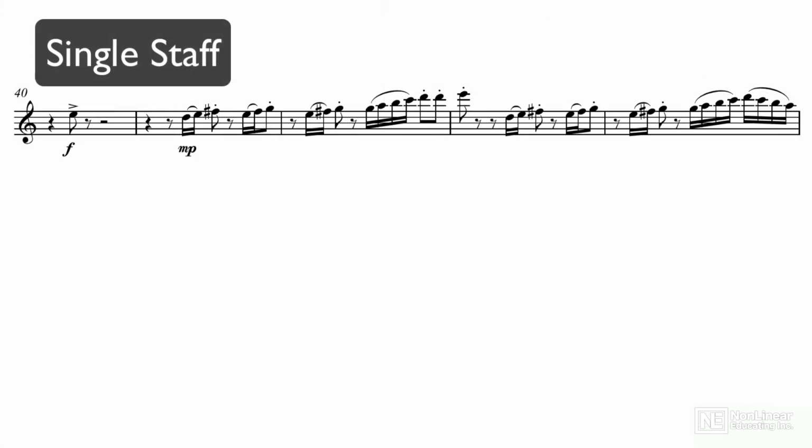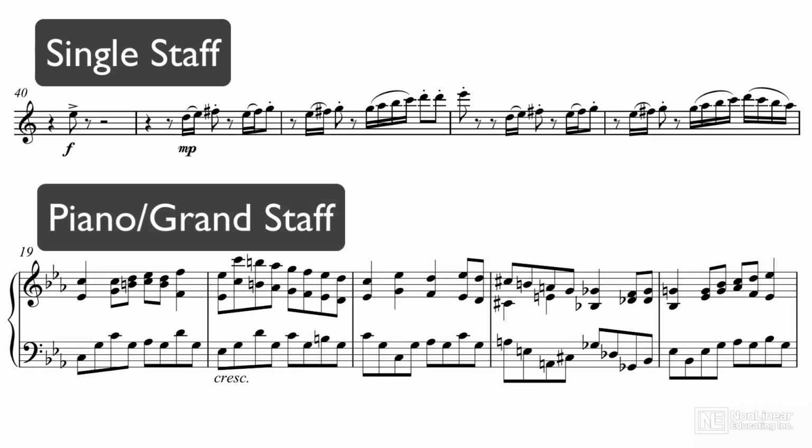Most instruments like guitar, bass, violin, clarinet, trumpet, really pretty much any wind or string instrument is going to read music off of a single staff. Other instruments that have a more extended range, like piano, will actually read off of two different staves, but I'll talk about this in the next video.